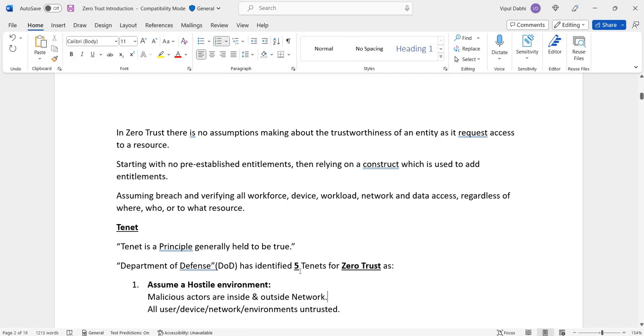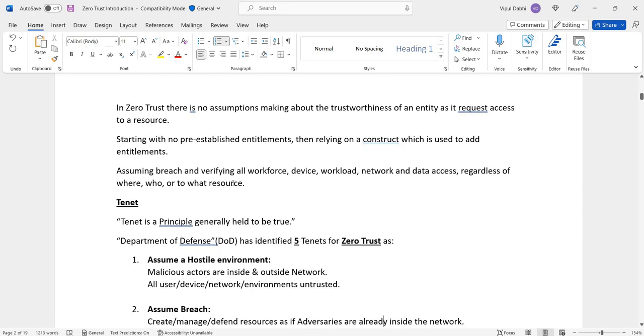Now, assume a hostile environment. Malicious actors are inside and outside the network. As I told, we just need to ensure that we are in a breach state only. So we are considering the hostile environment as well. That whole environment where we are is full of malicious actors inside and outside of the network. All user, device, and network environments are untrusted.